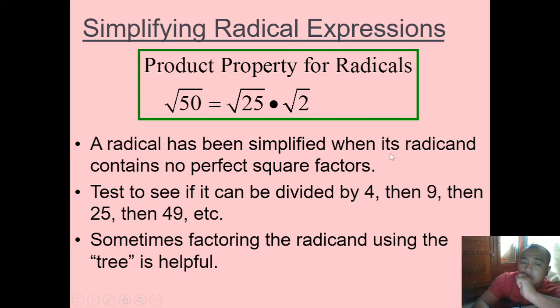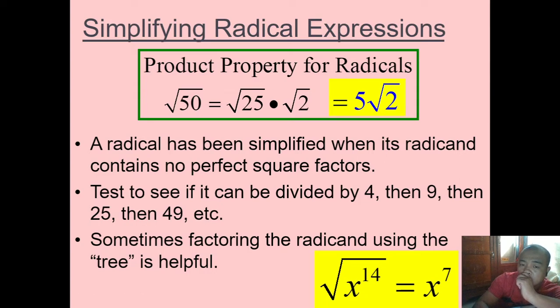So a radical has been simplified when its radicand contains no perfect square factors. Test to see if it can be divided by 4, 9, then 25, then 49. Those are the perfect squares. Okay. Sometimes factoring the radicand using the tree is helpful. So for square root of 50, we factor it such that one of its factors must be a perfect square. 25 times 2 is 50. And what is the square root of 25? 5 square root of 2.